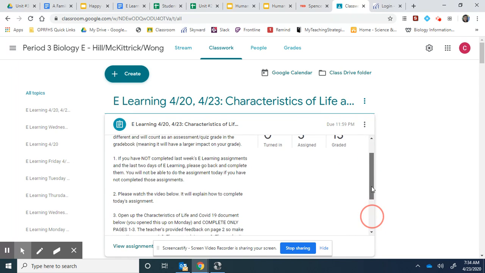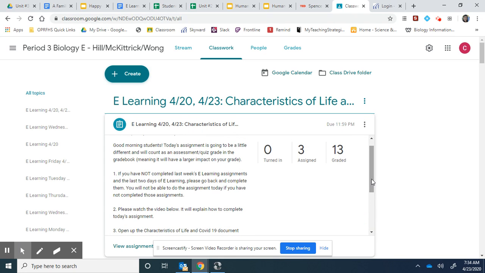The directions say, as a reminder, that this assignment today and the one you did on Monday are going to count as an assessment or a quiz grade in the grade book. So every time we do this, it's going to be worth 5 points as a quiz grade, which means it's going to have a larger impact on your overall grade.